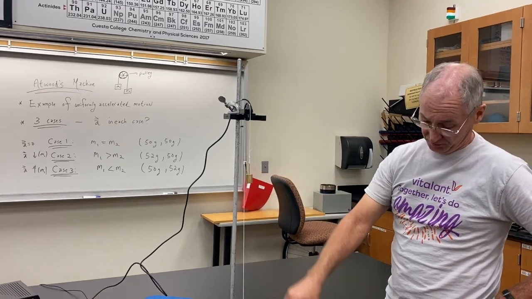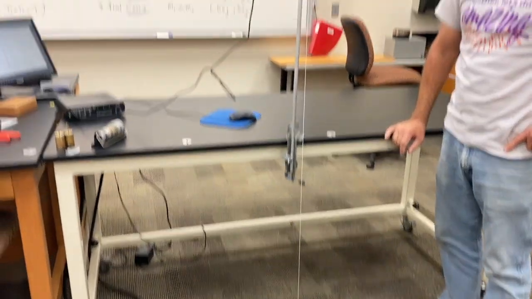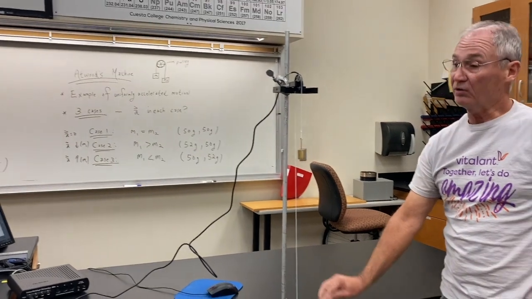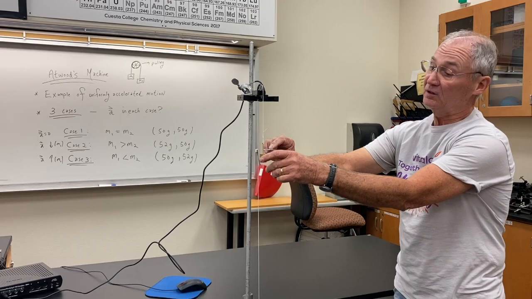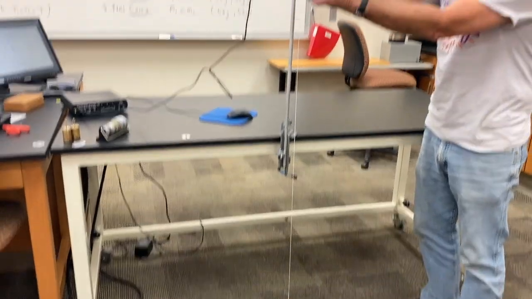So since both of the masses are equal, it's not moving. If we put a 2-gram mass on one, then we'll have 52 and 50, and then we'll see what happens.